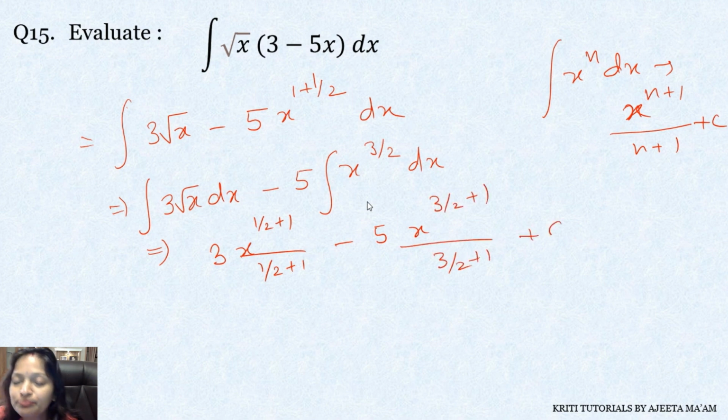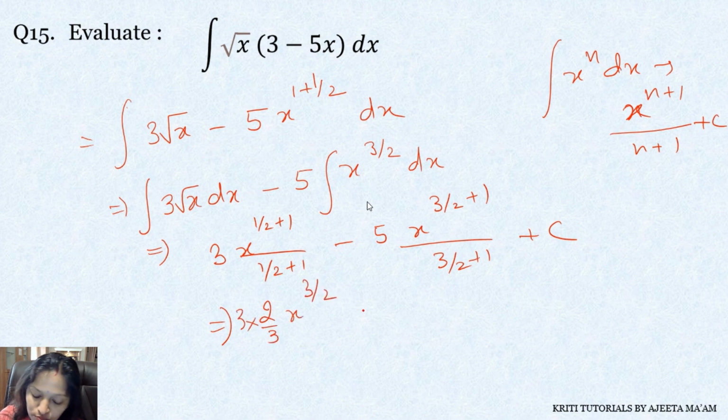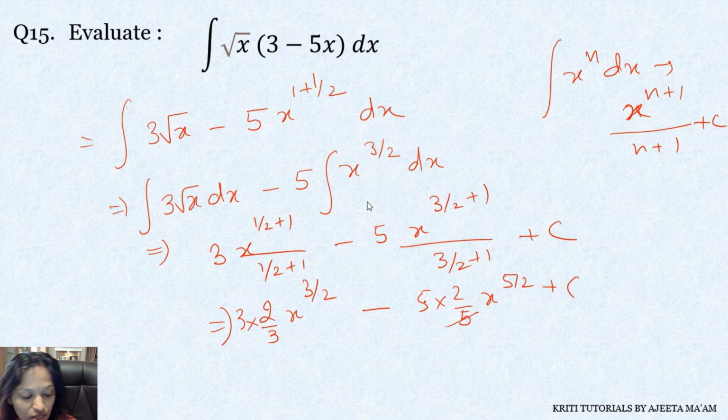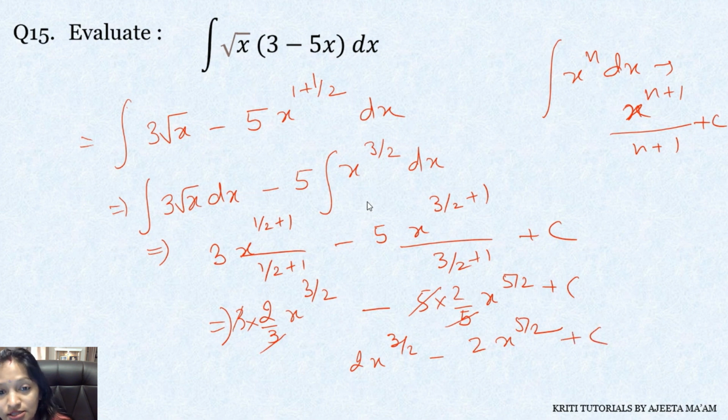So what will you get here? 3 by 2 power, right? So 3 by 2 power, so we get here 2 by 3 into 3 x raised to 3 by 2, and here we get 5 by 2, so 5 into 2 by 5 and x raised to 5 by 2. So 5 cancels, here 3 cancels, so your final answer is simply 2x raised to 3 by 2 minus 2x raised to 5 by 2 plus c. So that is your final answer. So again, it's based on the power rule of integration. Now let's move on to the next.